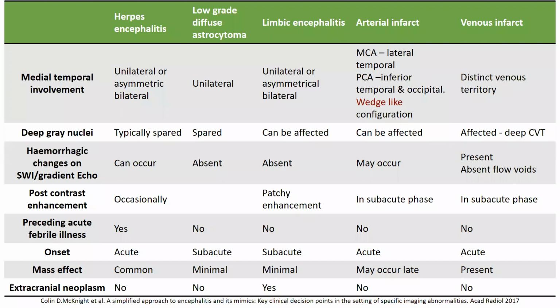The deep gray nuclei will be typically spared in patients with herpes encephalitis and astrocytoma, whereas they can be affected in limbic encephalitis, arterial infarct, and venous infarct. Hemorrhagic changes may be present in herpes encephalitis, arterial infarct, and venous infarct, whereas usually hemorrhagic changes are absent in astrocytoma and limbic encephalitis. Another thing I will add here is that mass effect is usually minimal in patients with astrocytoma and limbic encephalitis, whereas mass effect is common in patients with herpes encephalitis.